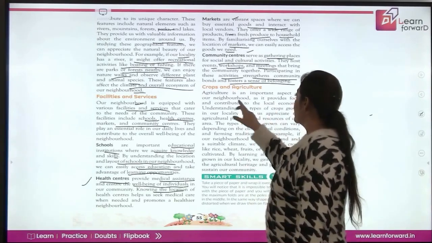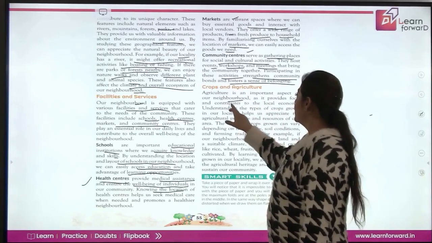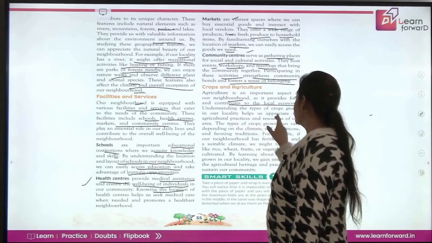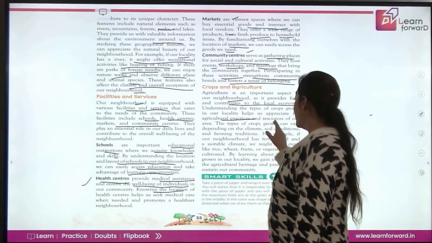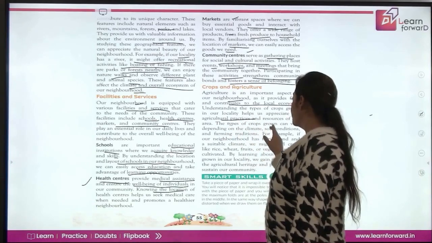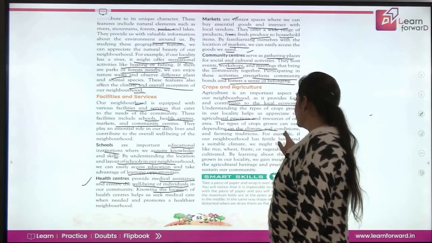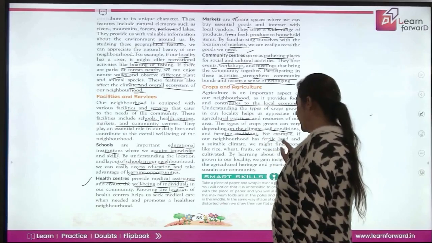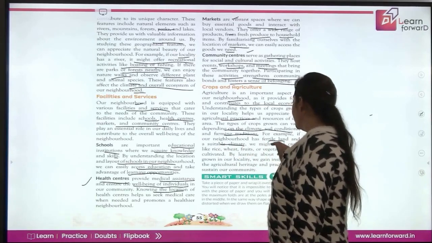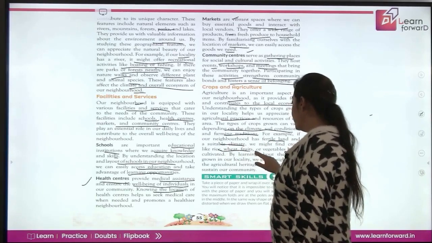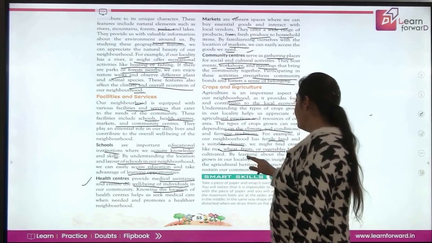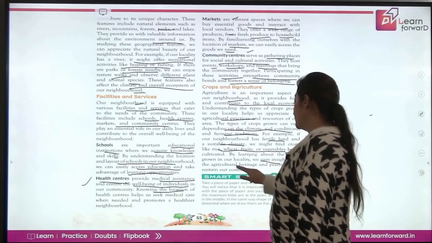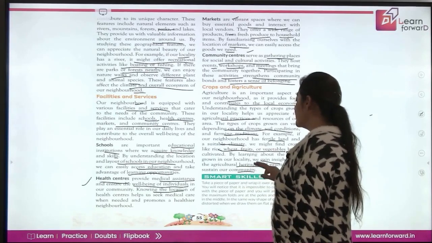Agriculture is an important aspect of a neighborhood as it provides food and contributes to the local economy. Understanding the types of crops grown in a locality helps us appreciate the agricultural practices and resources of the area. The types of crops grown can vary depending on the climate, soil conditions, and farming tradition. For example, if a neighborhood has fertile land and a suitable climate, we may find crops like rice, wheat, fruits, or vegetables being cultivated. By learning about the crops grown in a locality, we again get insights into the agricultural heritage and practices that sustain our community.